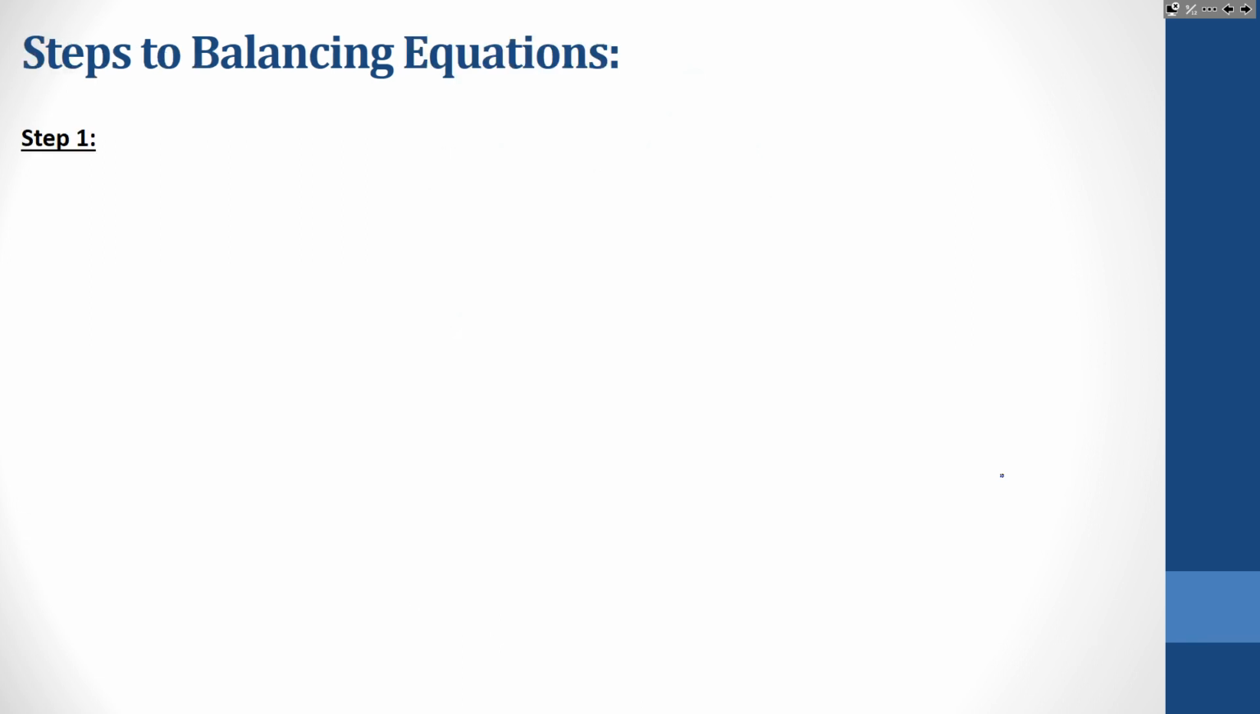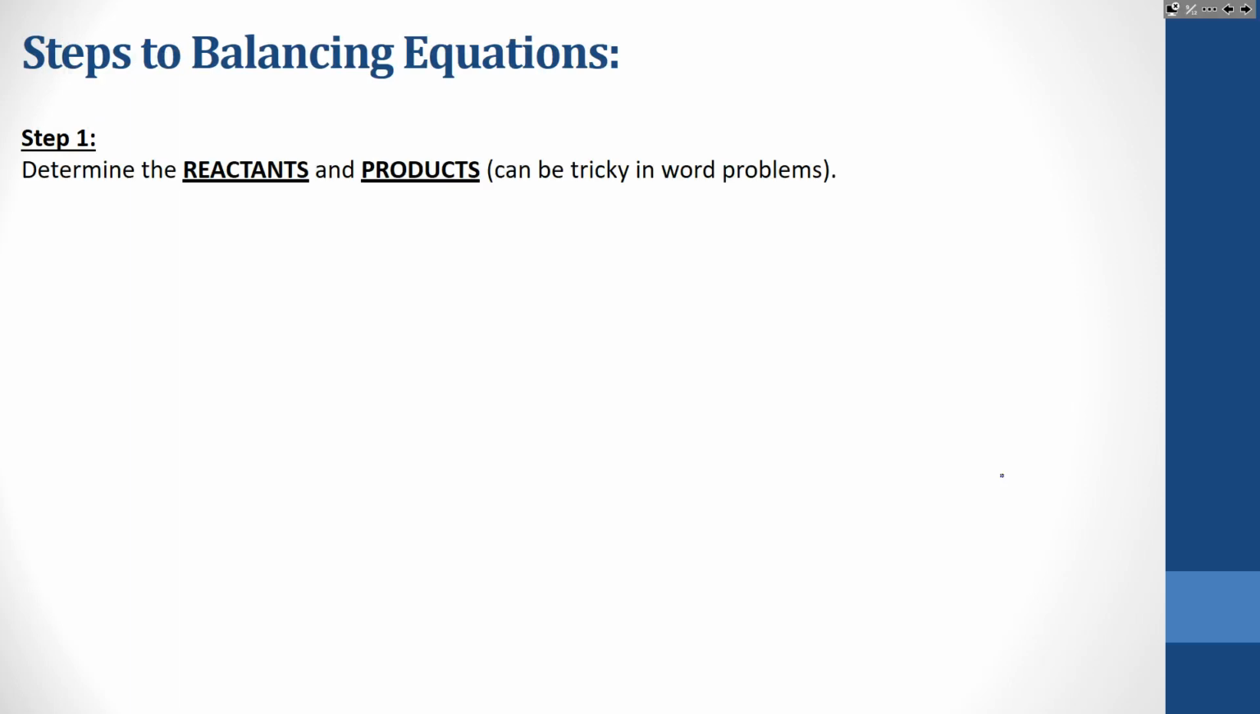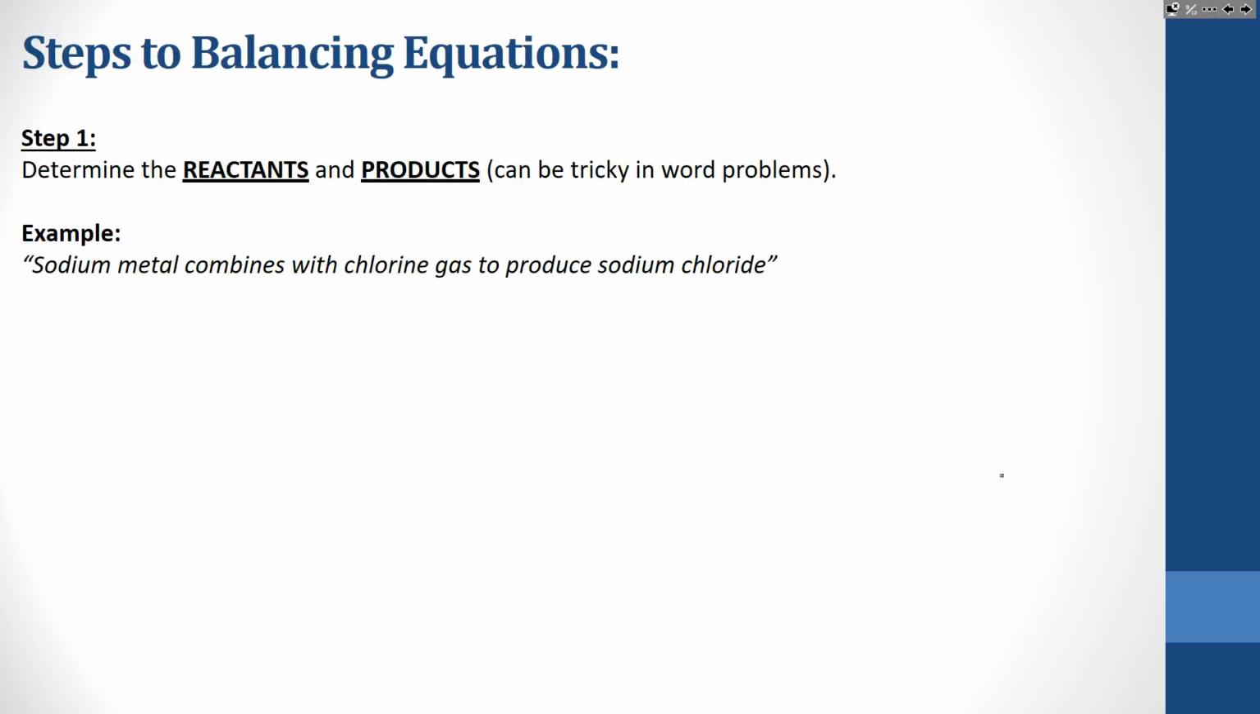Now, there are some steps to balancing. Most of this is kind of guess and check. The first thing we've got to do is you actually have to have a reaction to balance. So if I give you a word equation, like sodium metal reacts with chlorine gas to produce sodium chloride, we actually have to figure out what the products and the reactants are. So the 2 things that are reacting, sodium metal is combining with chlorine gas, those will be our reactants. And sodium chloride, it tells me is being produced, so that's my product.